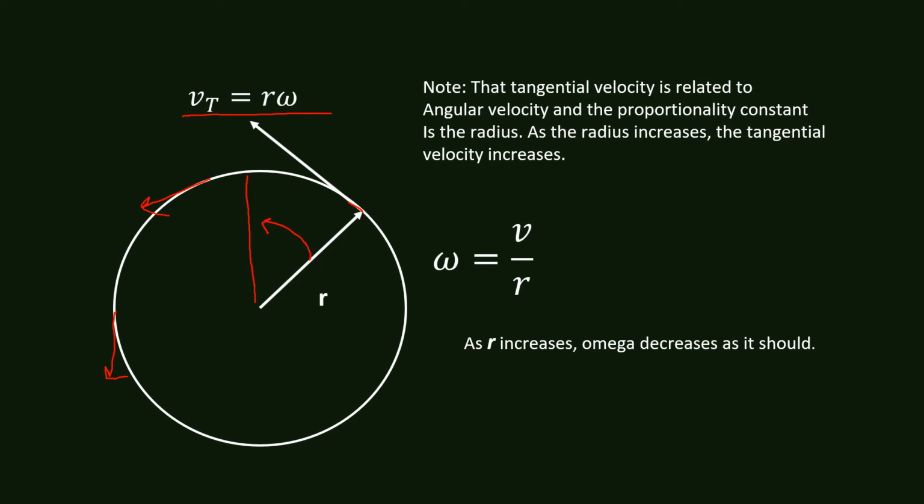And the relationship again between tangential velocity and angular velocity is this equation. As r increases, omega decreases, as it should. And we see the equation: if r does get bigger and v stays constant, then omega will get smaller.